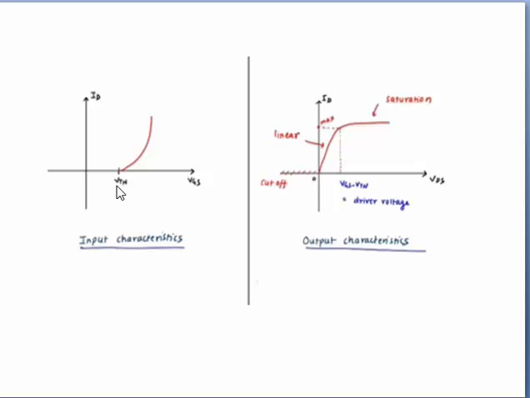Now if VGS is greater than VTHN, where VTHN is the threshold voltage, then the MOSFET is on. If we provide voltage VGS greater than VTHN, then current will flow, and as you increase the input voltage more, the current also increases. Similarly, if the input voltage VGS is less than VTHN, then no current flows, that means ID is equal to 0.